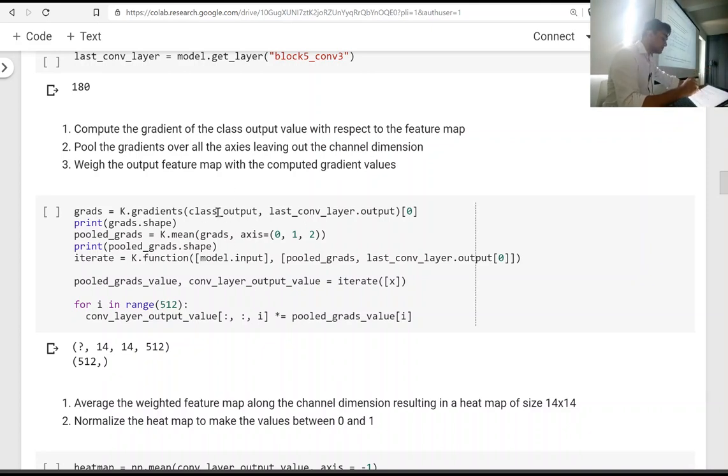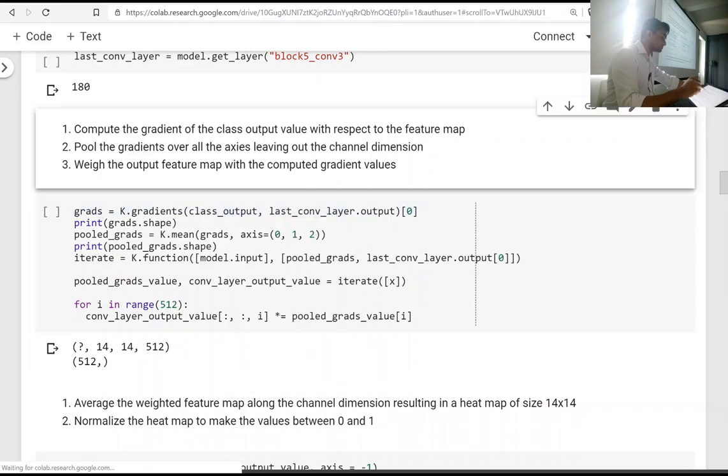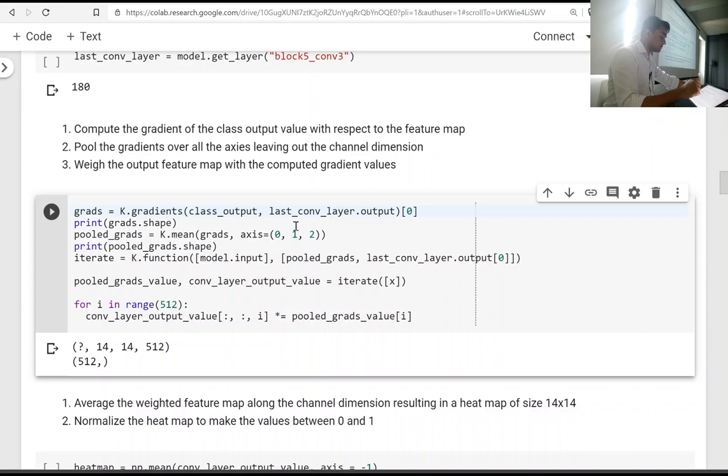What are you doing? You're doing the class outputs, right? What is the class output? Some value, some frog and some other value of that sort, right? And what is the last conv layer? The last conv layer we just copied. So what we are doing is a gradient of the class output with respect to the last layer we have. That is going to give us gradient.shape. I'm printing the shape of the gradient. I just want to see what channels I'm getting. Right now I'm getting 14 cross 14 cross 512.